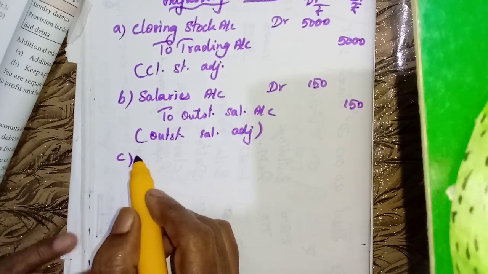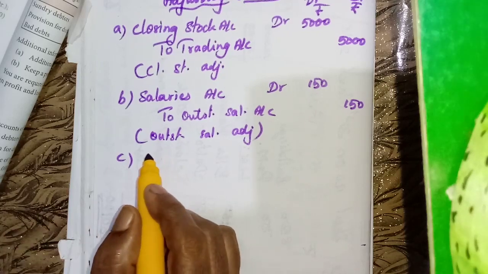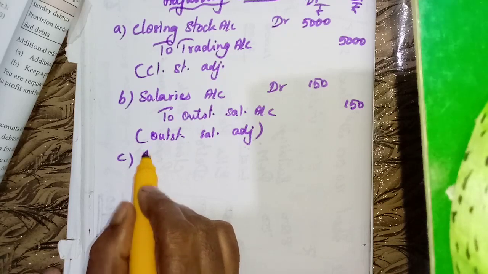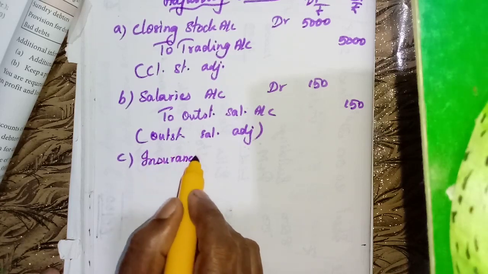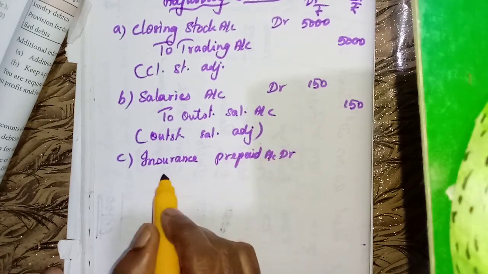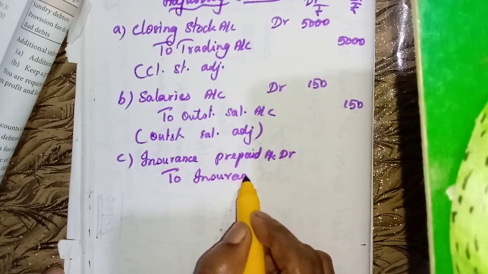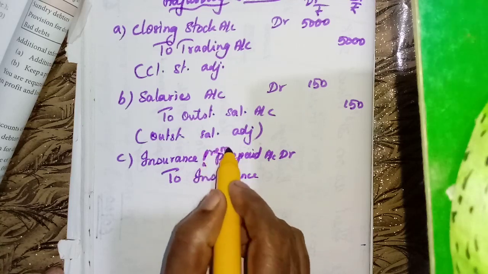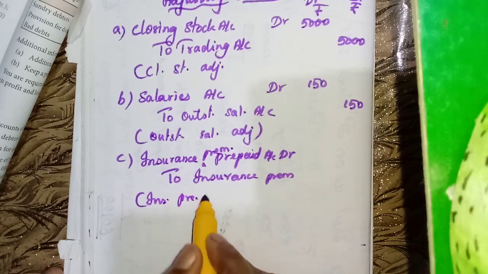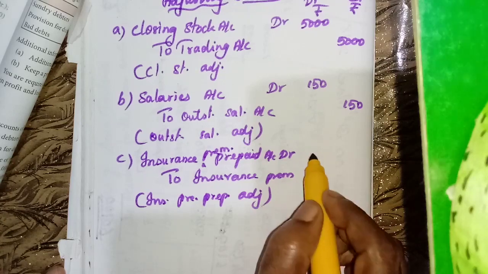Okay, then C, insurance prepaid. So we need to credit the insurance account. Then insurance prepaid we need to debit. Insurance prepaid account debtor to insurance account. Insurance premium actually. Insurance premium prepaid. Insurance premium prepaid adjusted, 450.